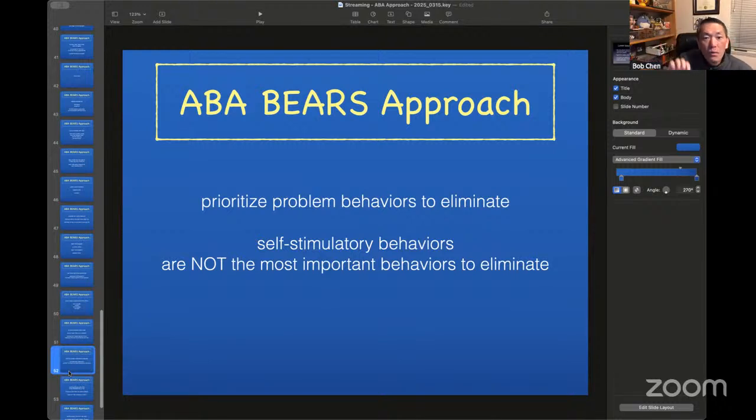So for us, target all of these massive big behavior problems for reduction. Don't worry about the self-stims right now. They are the least problematic of your child's behaviors.